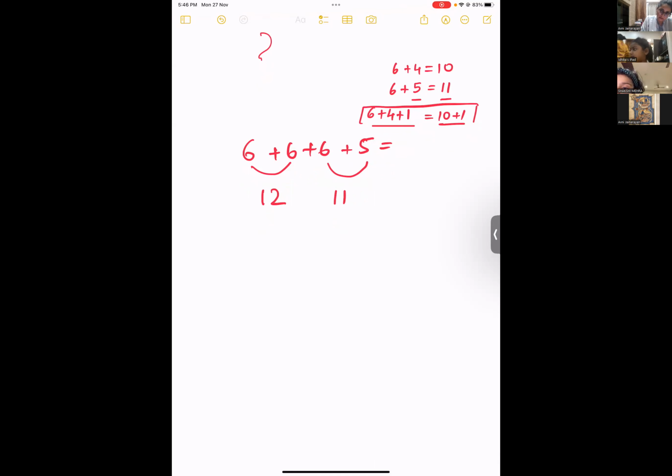Eyes on the screen. Idhika, aap samne dekho screen mein. This is 12. This is 11. We have to add this. Theek hai? Now, can I write 11 as 10 and 1? Yes, ma'am. What is 12 and 10? Evangeli, what is 12 and 10? 12 and 10 makes a 22. And then a 1 makes a 23.